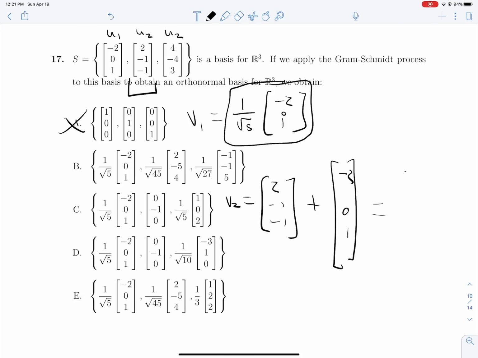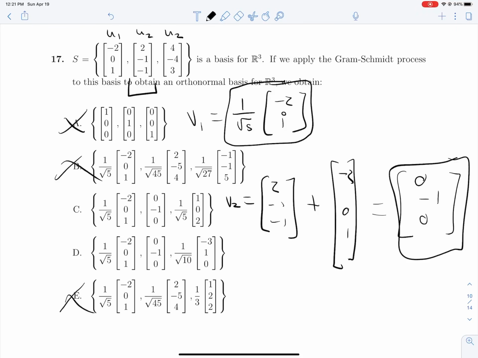If we compute this, we're going to get 0, negative 1, 0, and that is our second basis vector. We would have to normalize it, but since by definition this has a length of 1, we don't really need to do anything. So there is our second basis vector. Now we're just down to the third.